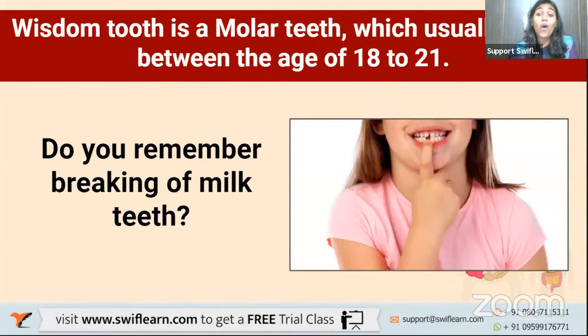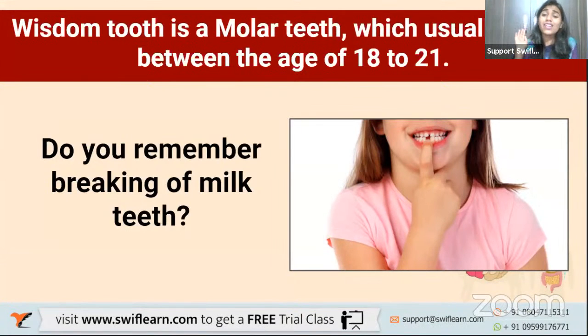Now, you must have all heard about wisdom teeth, or wisdom tooth. A wisdom tooth is a type of molar tooth. It usually grows between the age of 18 and 21. That is when your molar starts growing. It hurts when it starts growing. It happens for some people at 18, 19, 20, or 21 years of age. By that time frame, your molar starts growing.